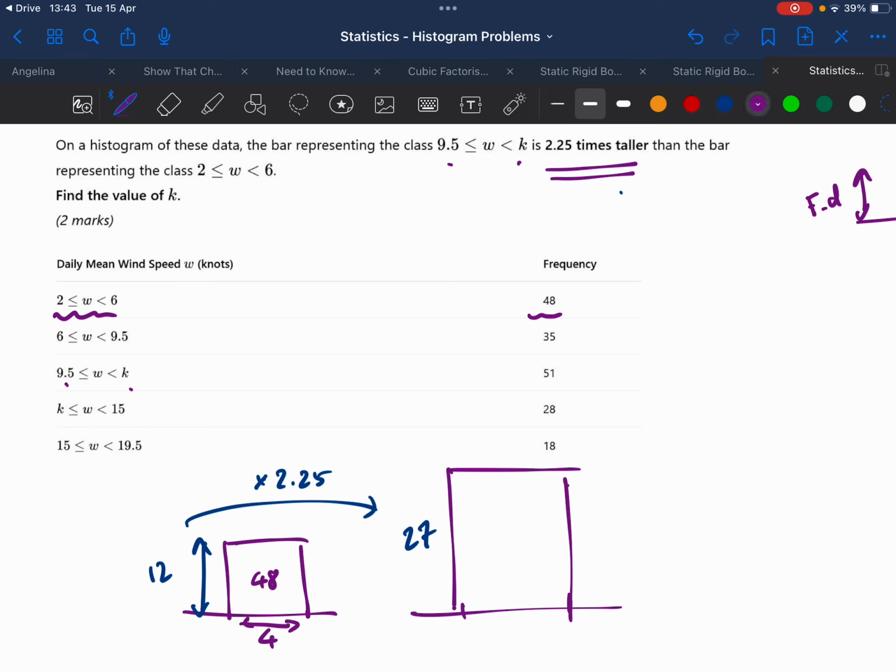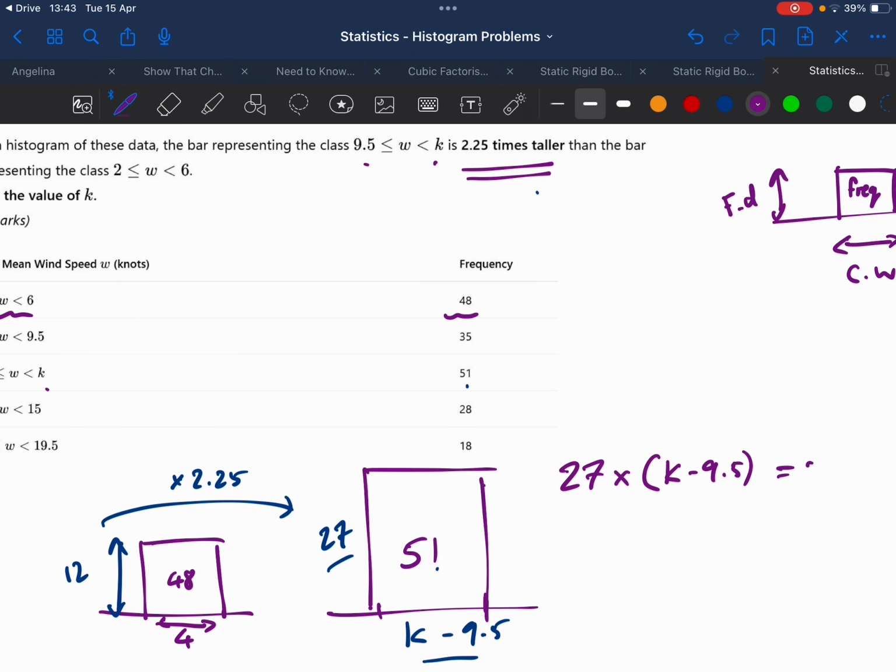How wide is the bar? Well, the width is going to be K minus 9.5. And what can you do with these? The idea is they should multiply to give the area, and I can see from my table I have a number for that already: 51. So now I need to write my multiplication. There are lots of ways of writing it, but it's something along the lines of 27 times K minus 9.5 should be equal to 51.